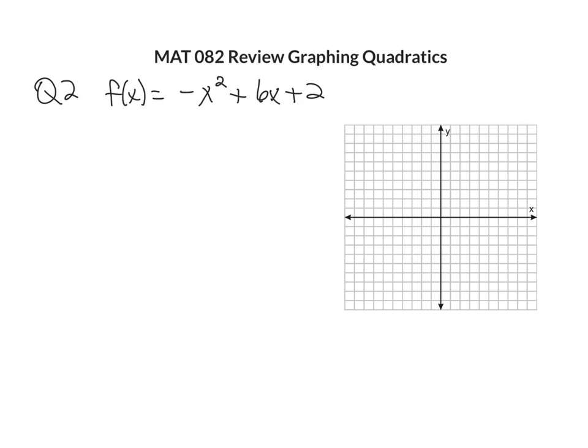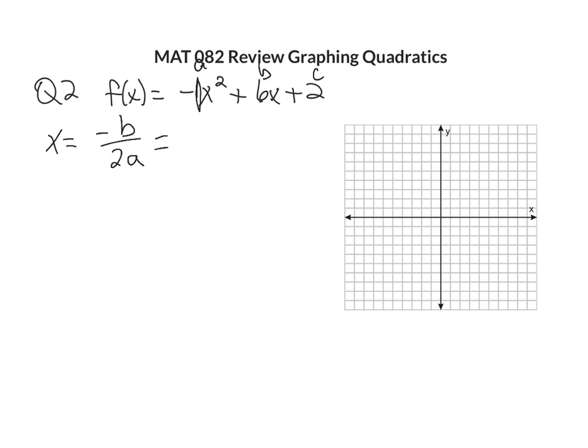All right, number 2. Again, the very first step is to find the axis of symmetry. x equals negative b over 2a. Now, there's not technically a number showing in front of x squared, but there's technically an invisible 1 there. So that's going to be our a, b, and c here.